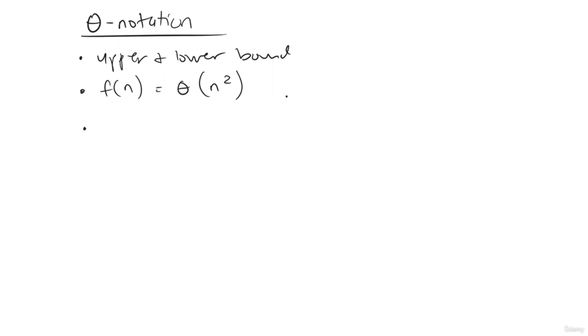that means that f of n is going to be greater than c1 times n squared, and less than another constant c2 times n squared, okay? And this is for some n naught, okay? At some point, it's going to be sandwiched by this function. So I can do a better job.